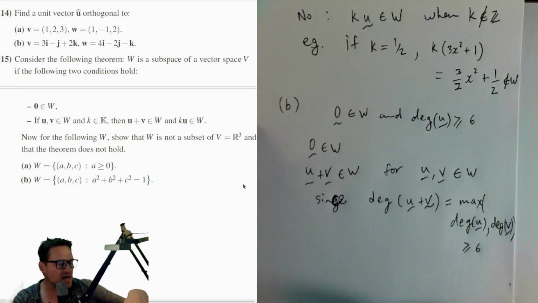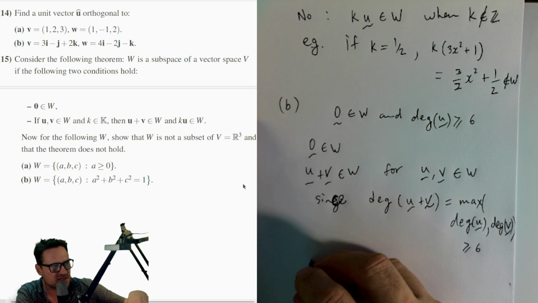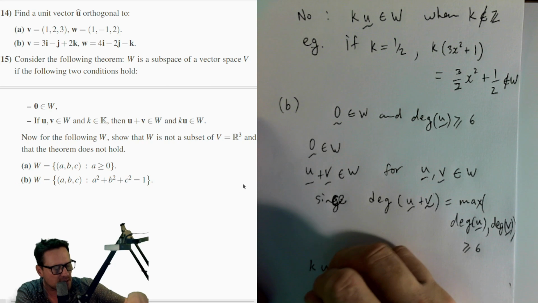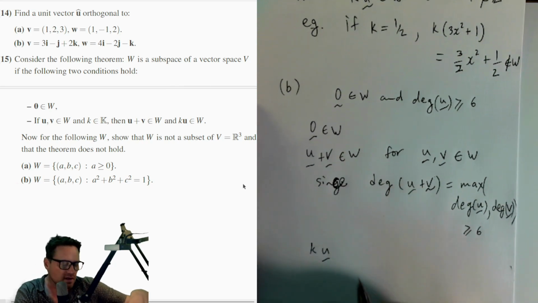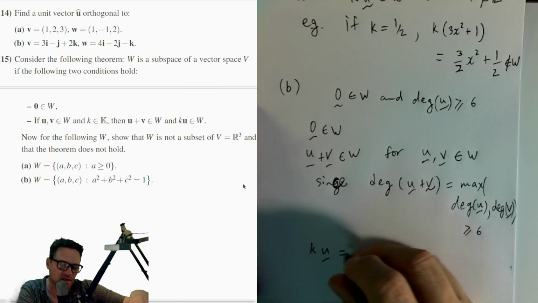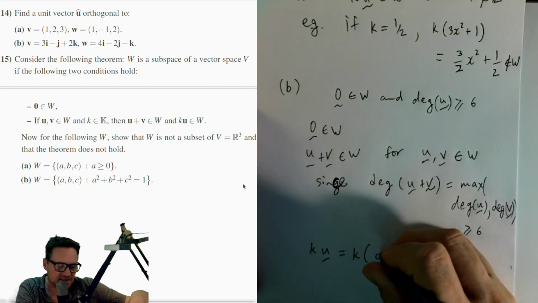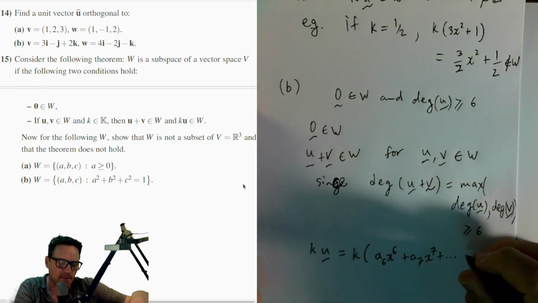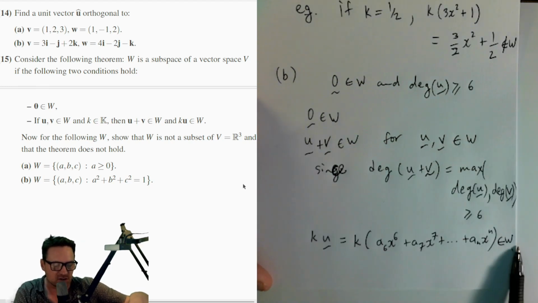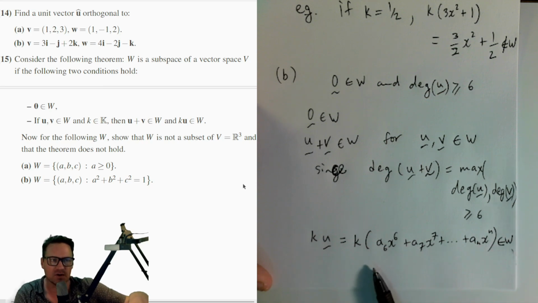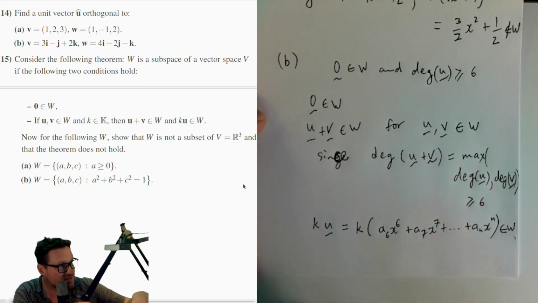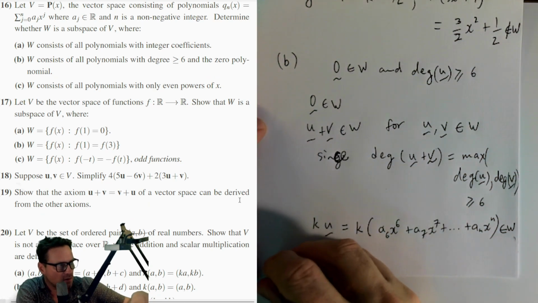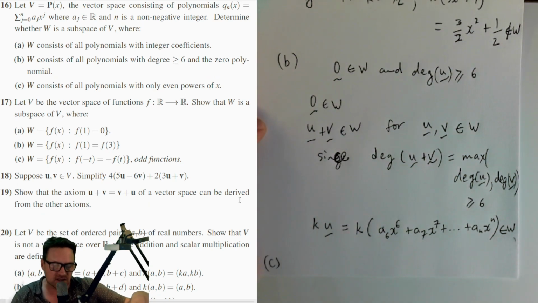Okay, so the scalar multiplication part: if k is in the field of scalars and U is in W, then we need k times U to be in W. So if we have k times a polynomial U, then this might be something like k(a6 x to the 6 plus a7 x to the 7 and so on). So this is in W, because if we just multiply this through, then we have a polynomial of degree greater or equal to 6. Okay, part C, W consists of all polynomials with only even powers of x.